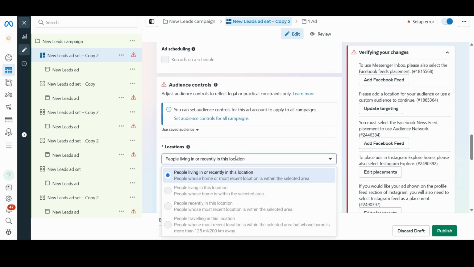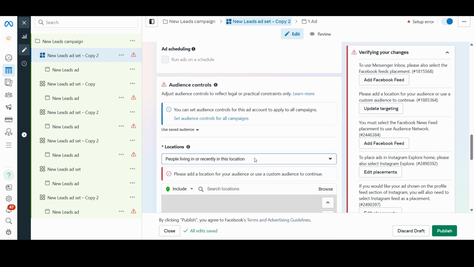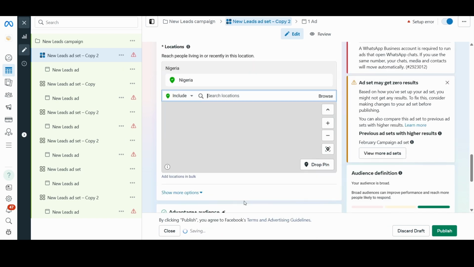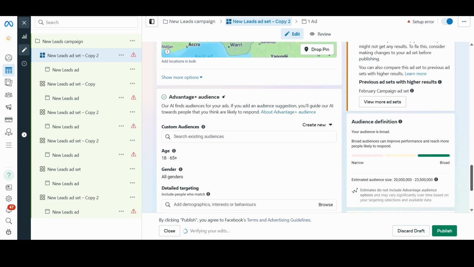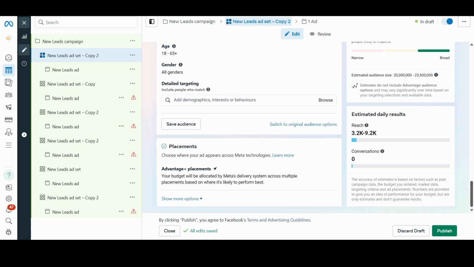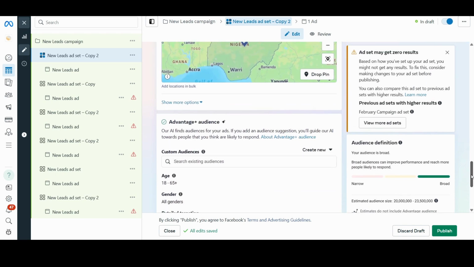So we're going to come back here and say our location is Nigeria. Just going to pick Nigeria. That's very broad. And then immediately we pick Nigeria, what happens? Look, we're told this is the number of people we're going to get. 0 conversations. And do you know why we're having 0 conversations? Of course, it's because we have multiple ad sets here and just a budget of about 3,000.